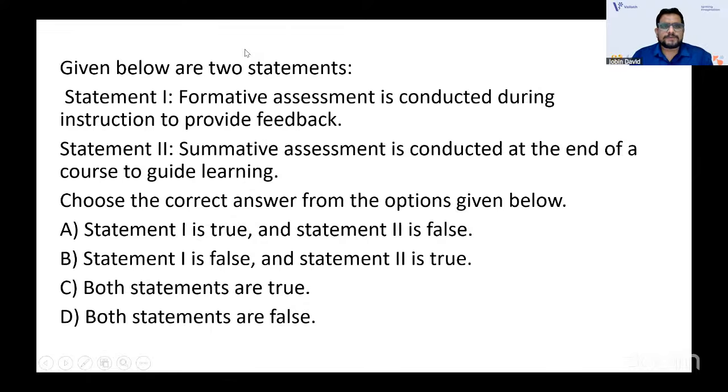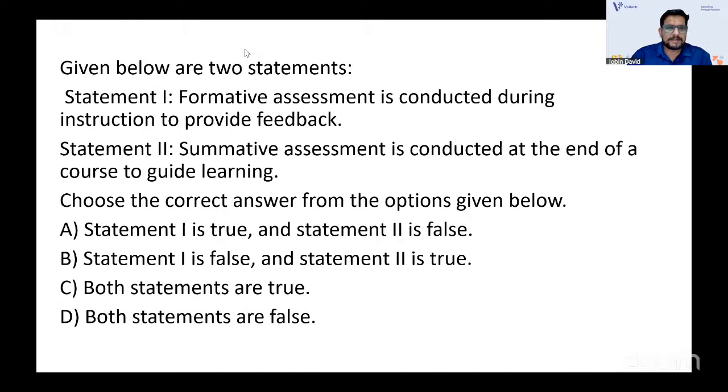Given below are two statements. Statement 1: formative assessment is conducted during instruction to provide feedback. Statement 2: summative assessment is conducted at the end of a course to guide learning. So which of the statements is correct? Read in between the statements. That's very mandatory, because there will be a keyword which you can associate with statement 1 and 2, whether it is true or false. So statement 1, statement 2, which is the one that you think is correct?